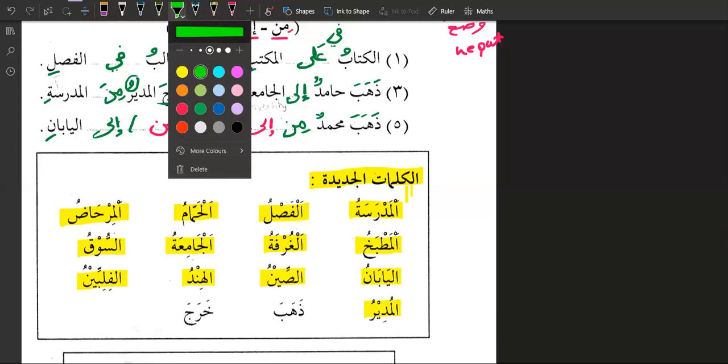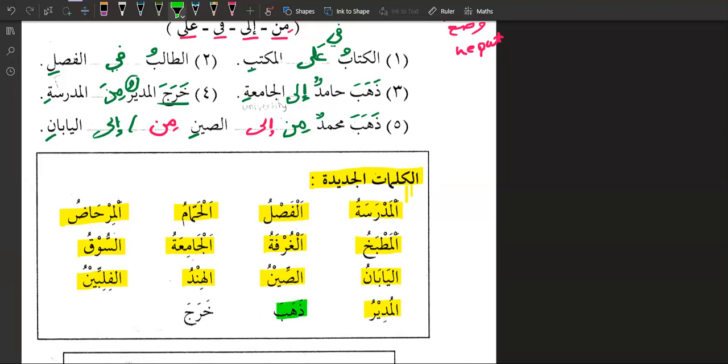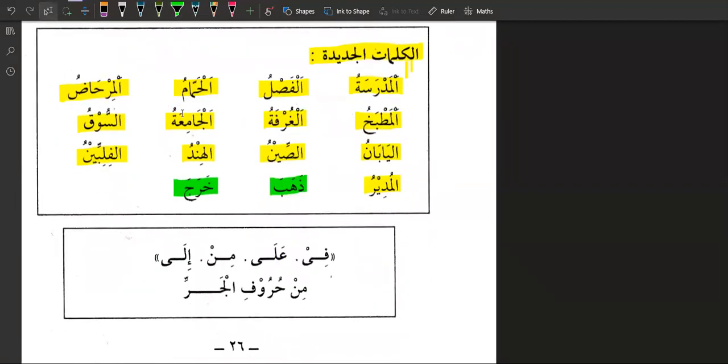Teacher. And then we have two verbs, which are ذهب, he went, and خرج, he left, or he exited. Then we have في, على, من, إلى. So في, as we said, means in. على means on. مِن means from. And إلى means to.